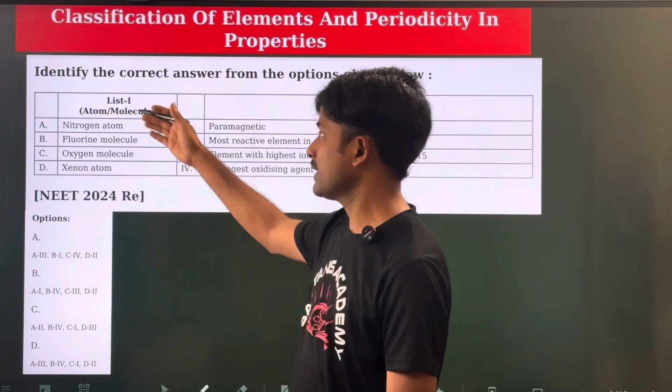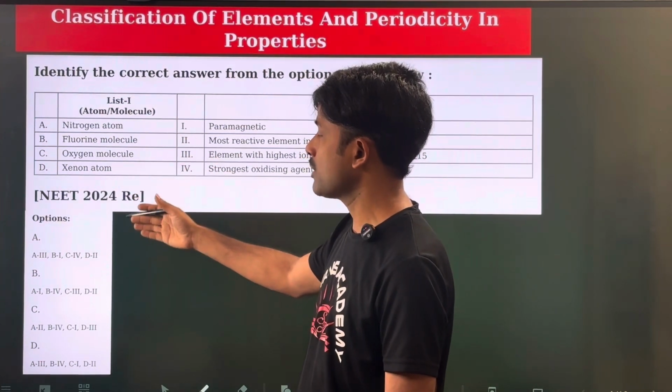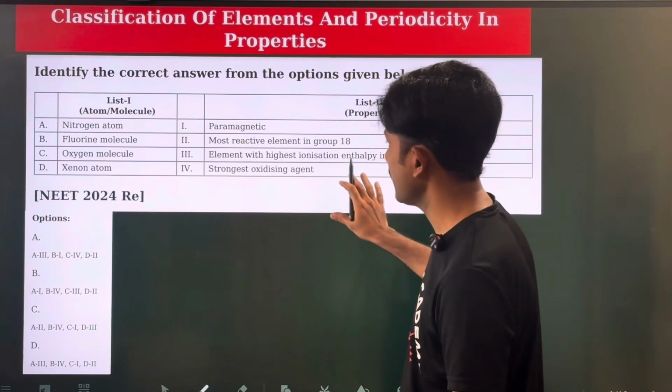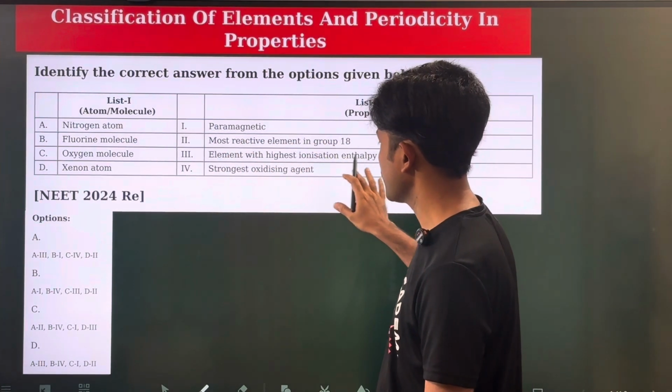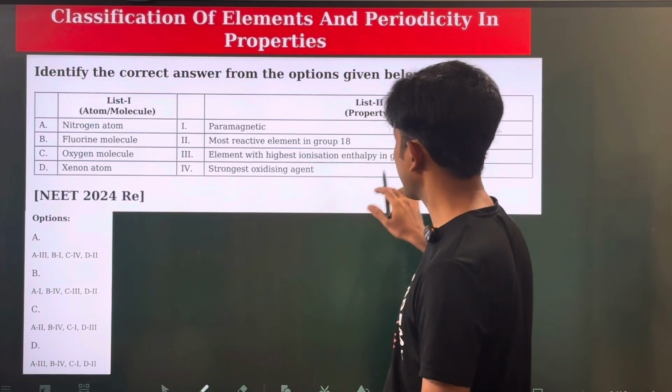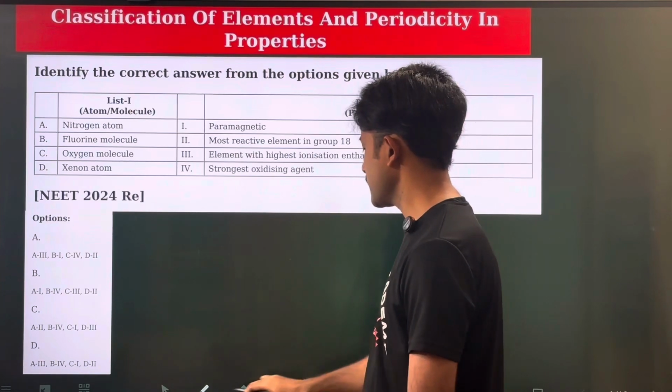They have given here A nitrogen atom, B fluorine molecule, C oxygen molecule, D xenon atom, and we have to match these with the properties of every element: paramagnetic, most reactive element in group 18, element with the highest ionization enthalpy in group 15, strongest oxidizing agent.